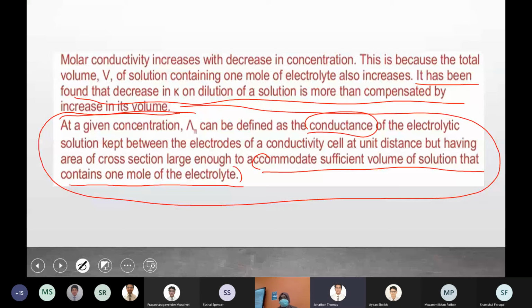Ma'am, is this the final definition for this? Yeah. Molar conductivity. Okay, ma'am. Yeah.